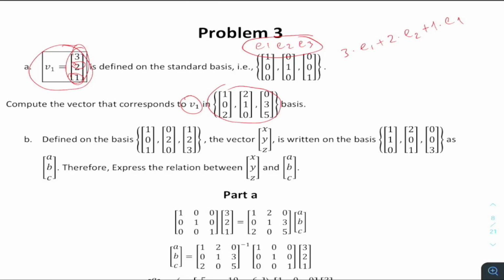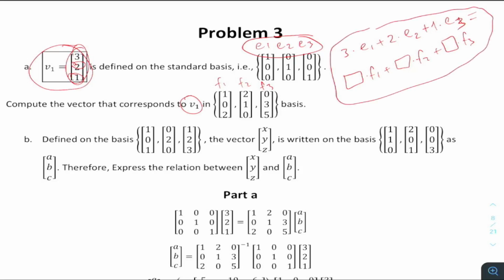So let's name them F1, F2, and F3. The problem here is this: something times F1 plus something times F2 plus something times F3. We know E1, E2, E3, and we also know F1, F2, and F3 numerically, and we need to determine basically three numbers. Those two geometric objects are equal to each other.